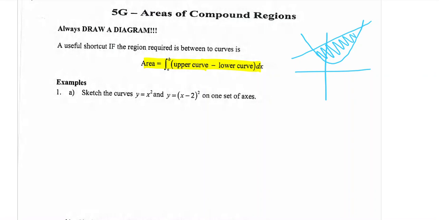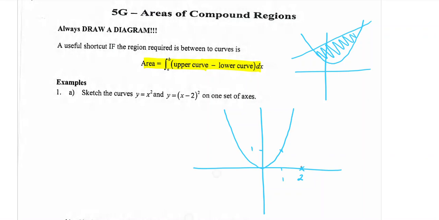If we have a look at question 1, it is a little bit different. It says, sketch the curves y equals x squared and y equals (x minus 2) squared on the same axes. Now, these are graphs that we are very familiar with. y equals x squared is our basic parabola that goes through the point (1, 1) and comes up like this. The (x minus 2) squared just moves the vertex over 2 places so that it is at x equals 2, moving to the right.